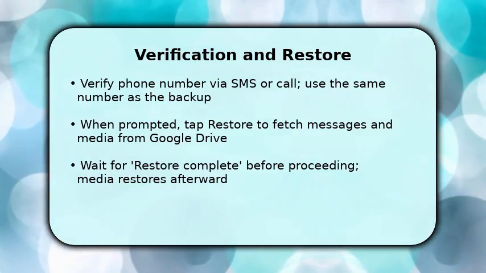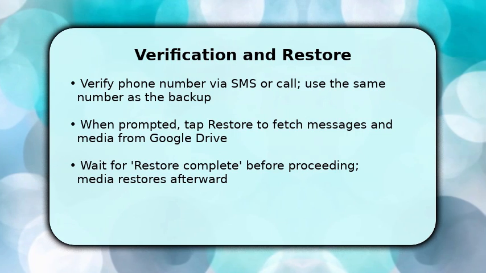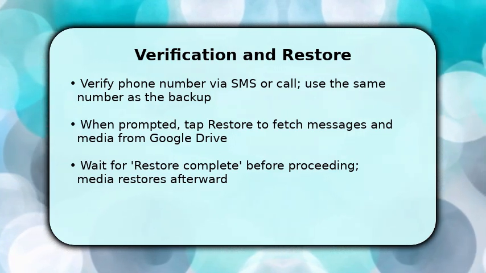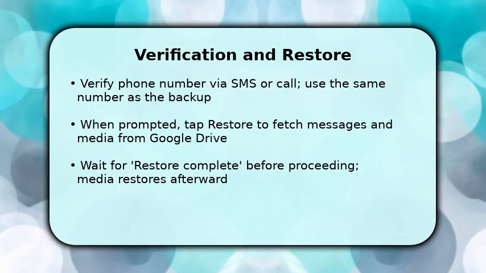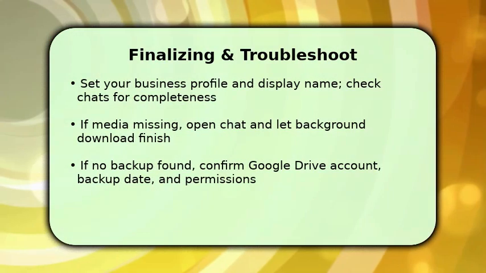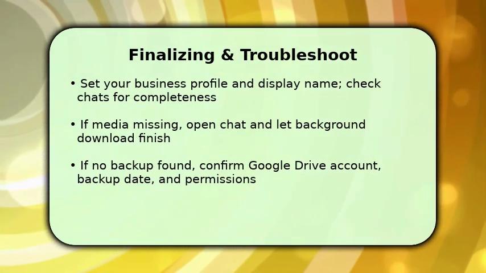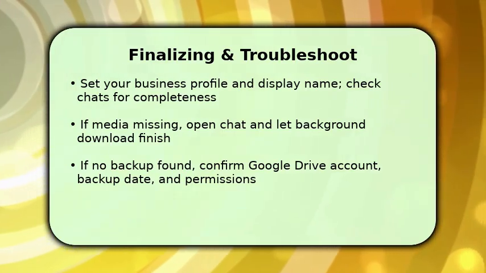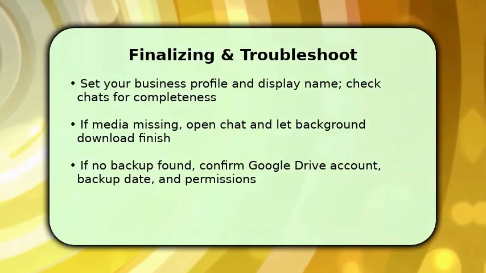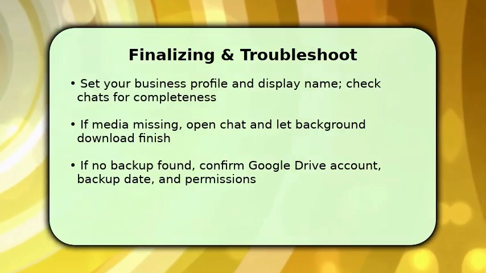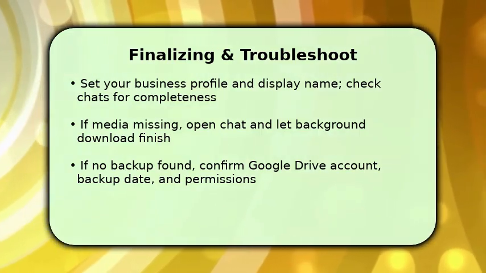Once the message restore finishes, tap Next to let the app finish by configuring your business profile and checking chats for completeness. The app rebuilds conversations after message restore, so scroll through a few threads. If some media are missing, open each chat and let WhatsApp download attachments in the background. This often continues for hours with large libraries.